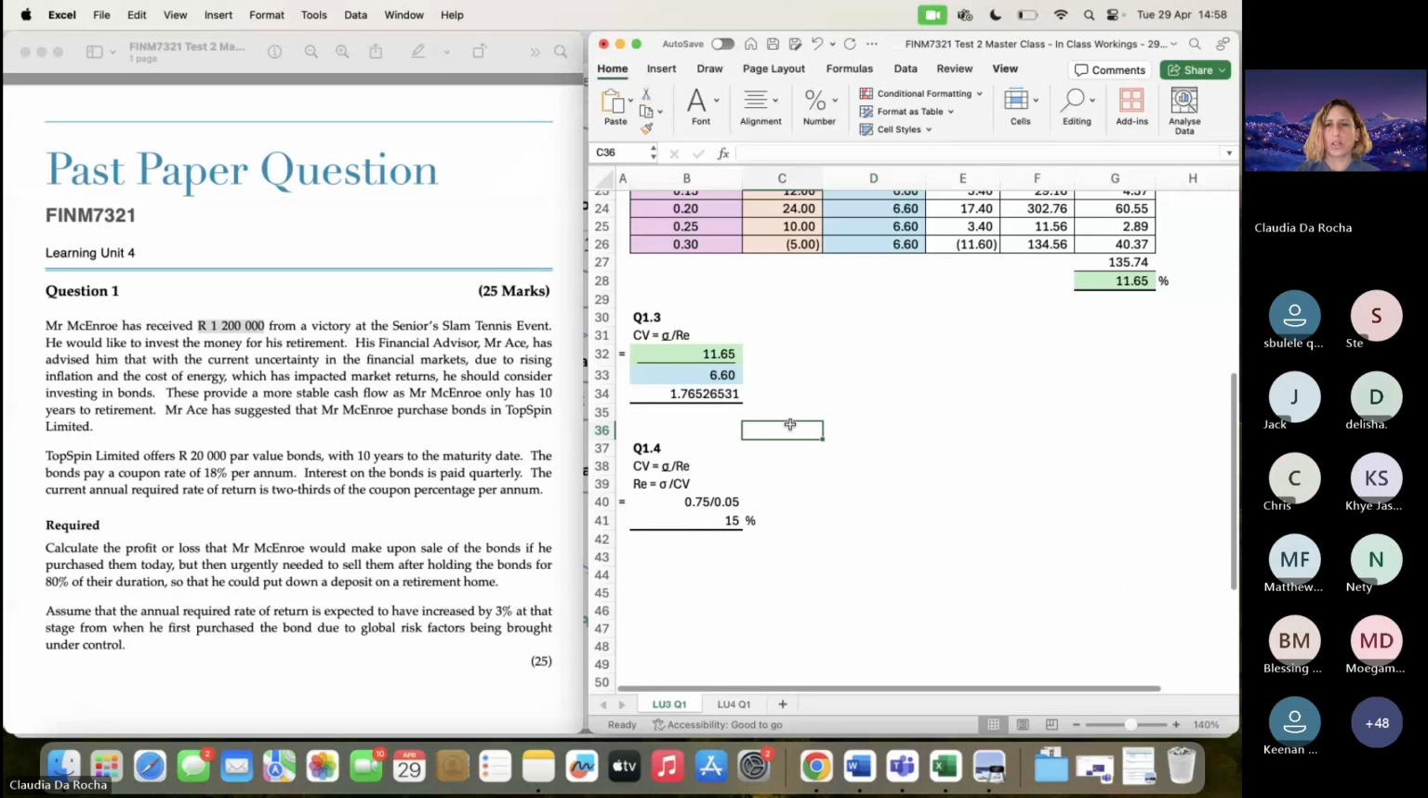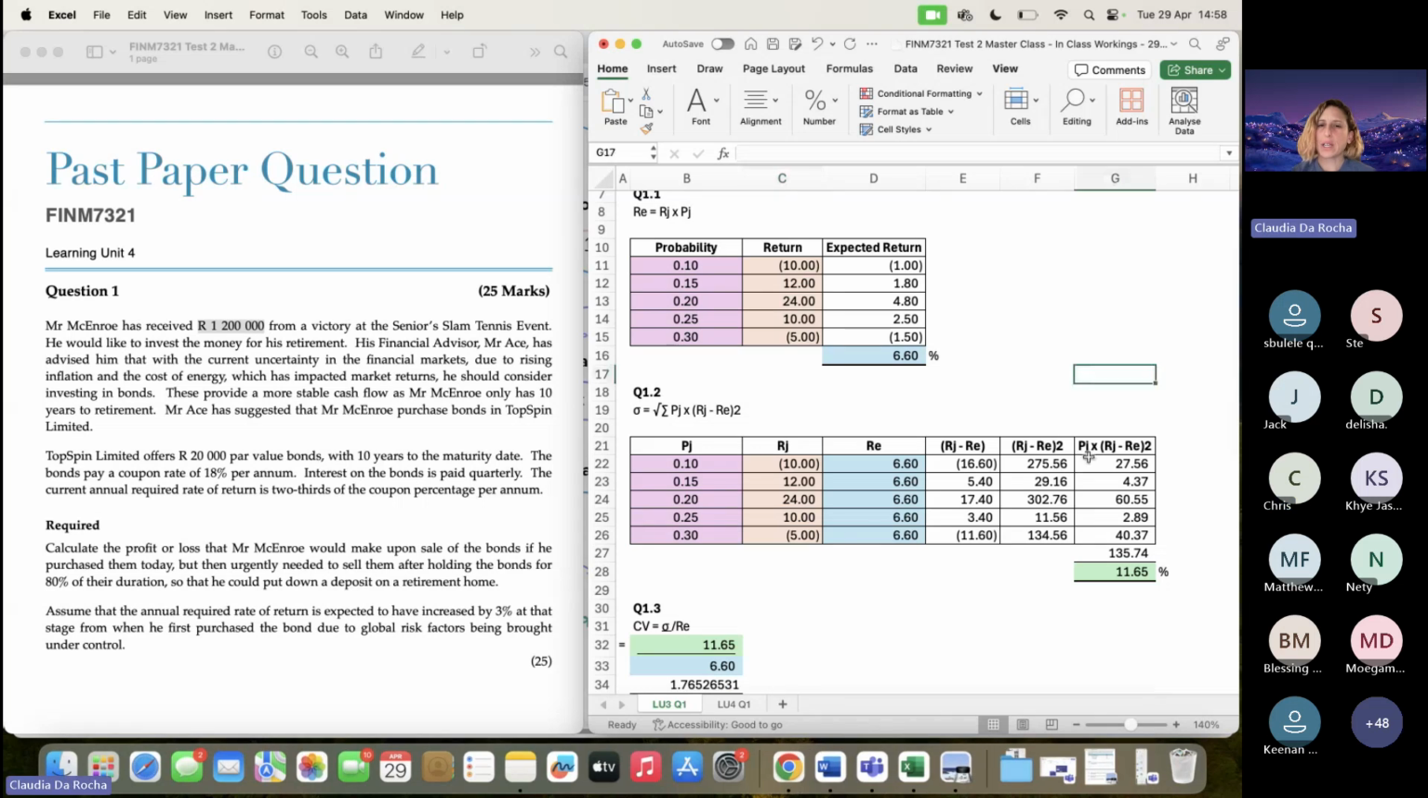All right, so to get back to Neelam's question. The question is, why did we multiply probability to get standard deviation? So with that question, I'll just share my screen. The formula is the square root of the sum of Pj times Rj minus Re to the power of 2. So here you've got your probability. So you have to multiply it. You must. That's why.